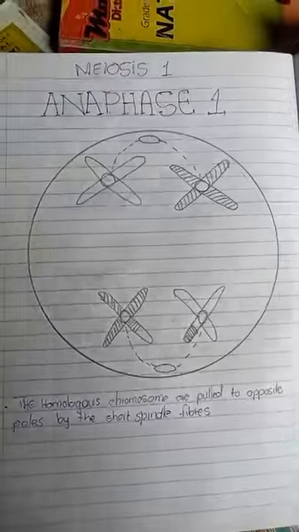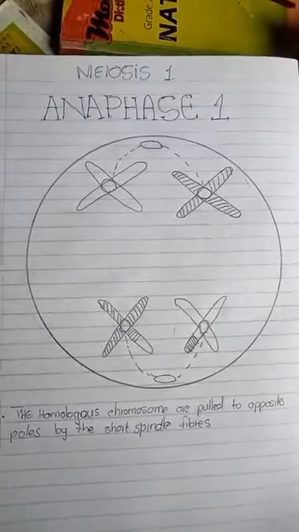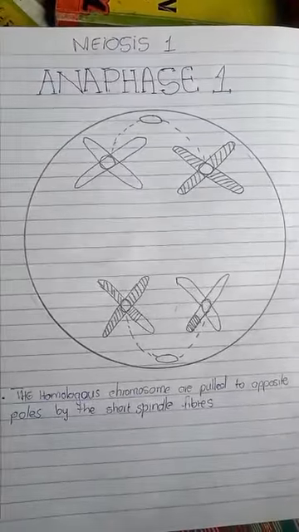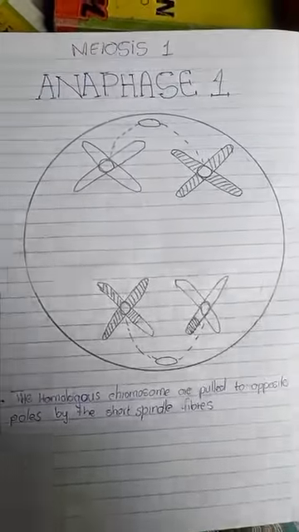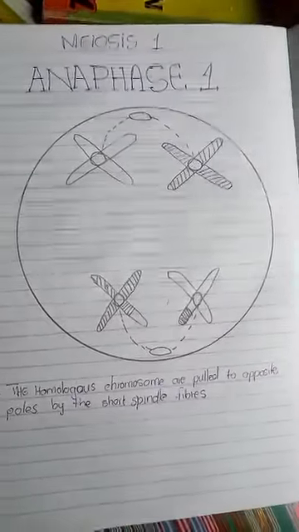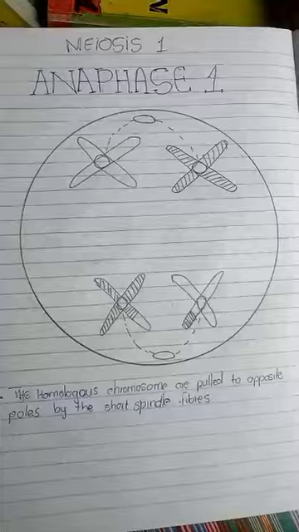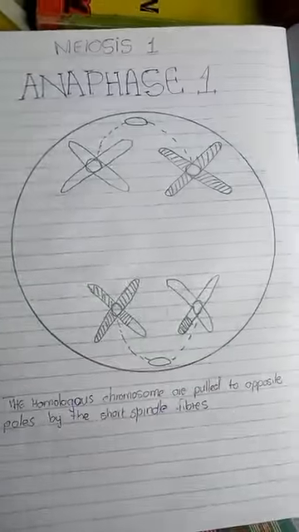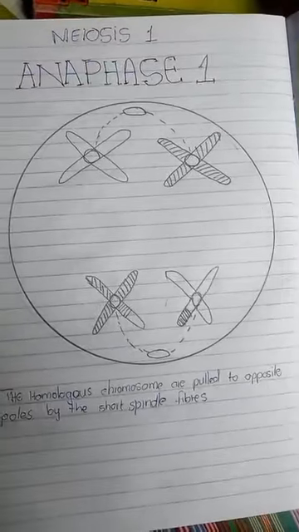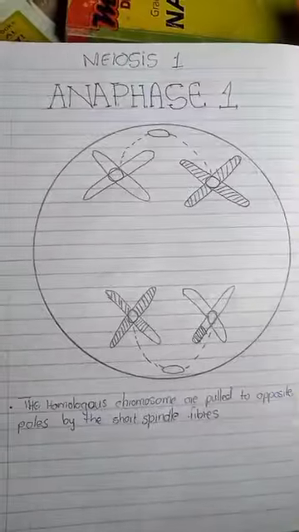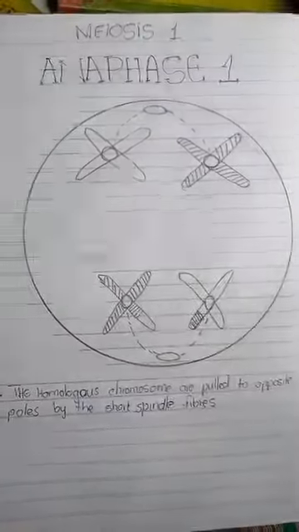So in Anaphase 1 of Meiosis 1, what basically happens is that the homologous chromosomes will be pulled apart to the opposite poles by the short spindle fibers. Remember, the spindle fibers are attached to the centromere, right? Now we find out that in anaphase they became short. As they were getting short, they were also pulling the chromosomes to the opposite poles, and that's why we ended up with a cell that looks like that.